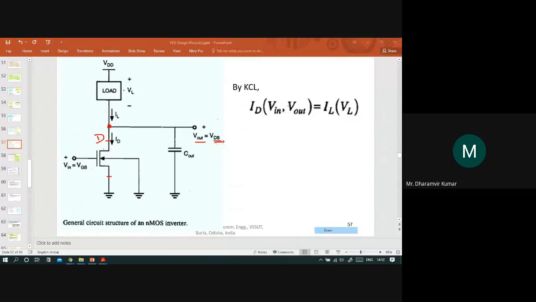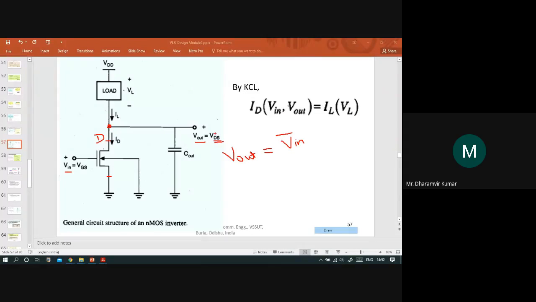V out will be the inverted value of the input signal, V in, because this is an inverter. So in this case, V out will simply be the complement of V in. It means that when V in is low, V out is high, and vice versa. This we will see.